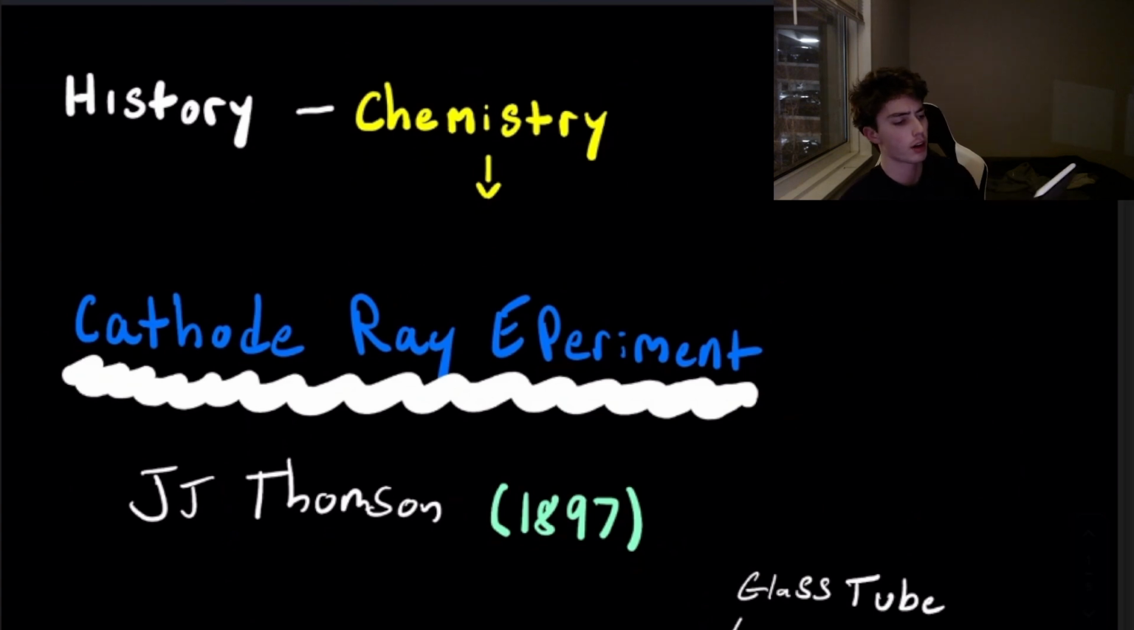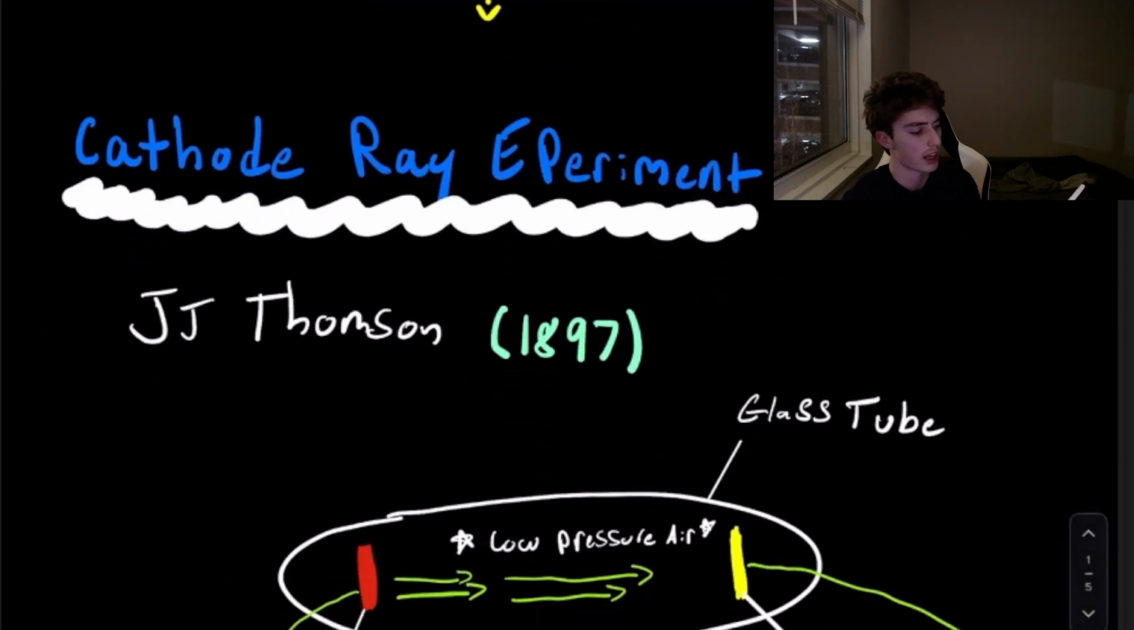All right, so something that I want to discuss or go over is the history of chemistry, but mainly I'm just going to be going over some experiments that were used to create some core foundations within chemistry, some of the key logic that is used today. First up, we have the cathode ray experiment.